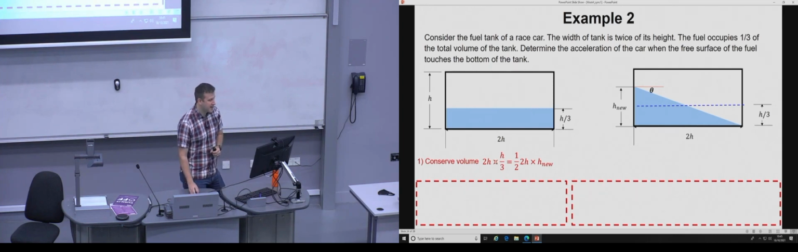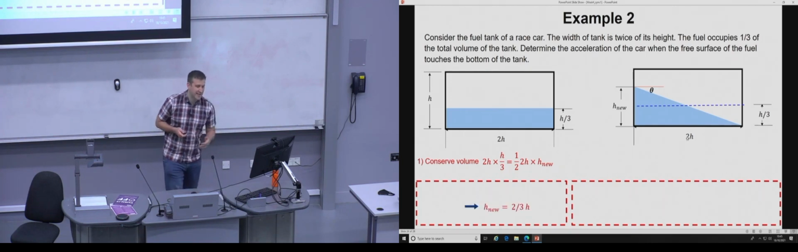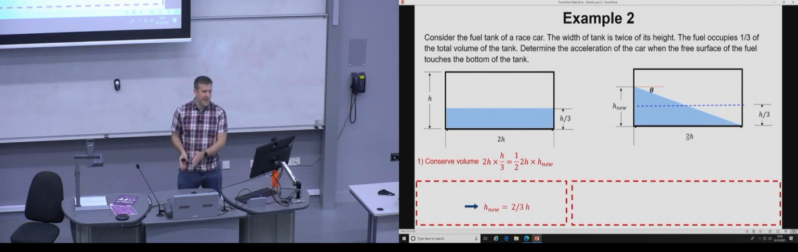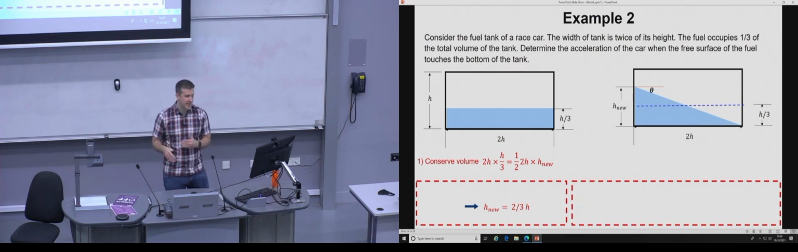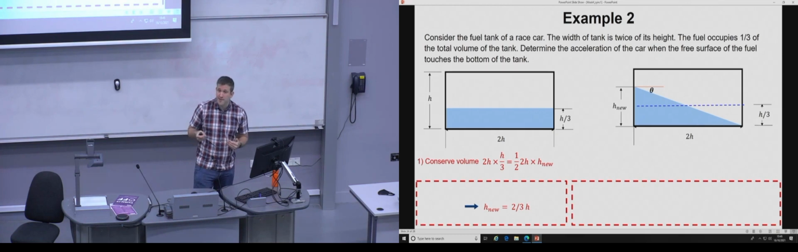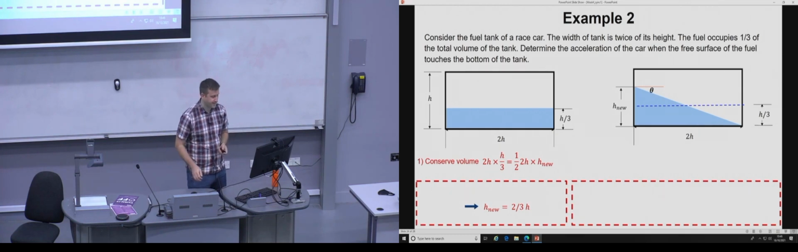To start with, we have 2h times h over 3. That's our rectangle. And here, we must equate it to half base times height. So half of h_nu times 2h. And we can solve that to show that the link between h_nu and h is that it has to be 2/3 of the height.